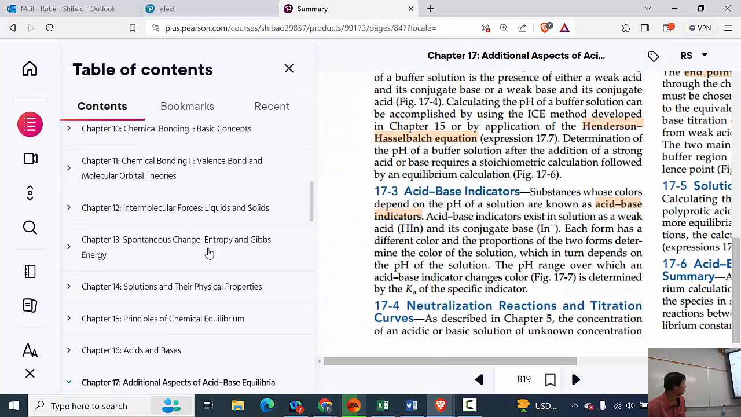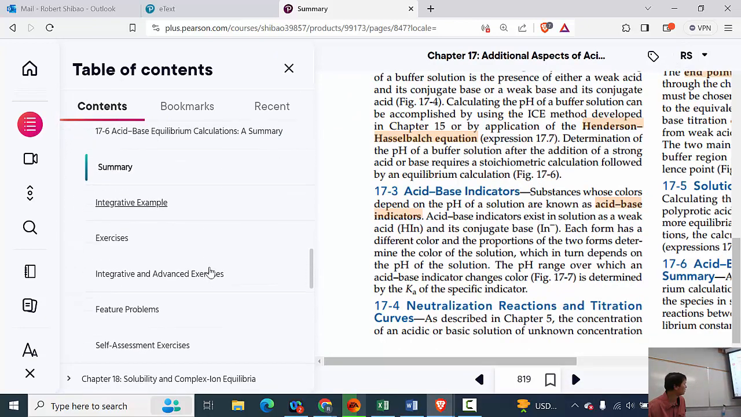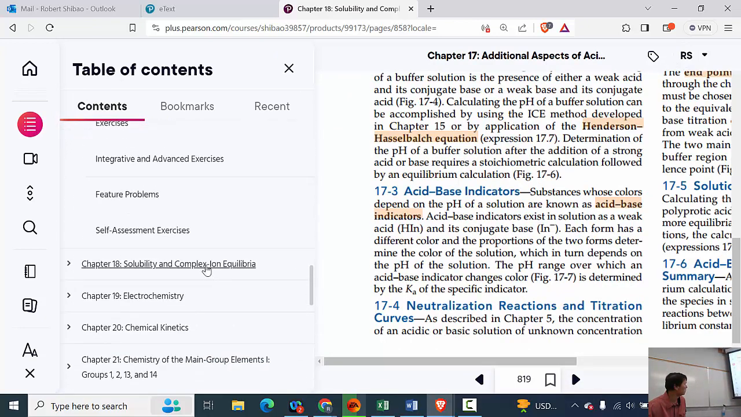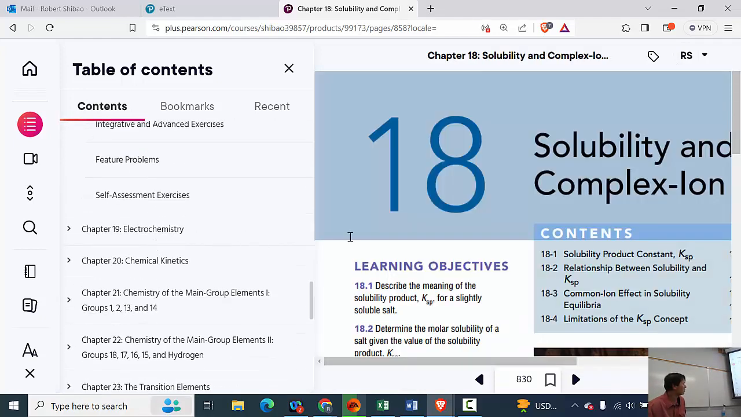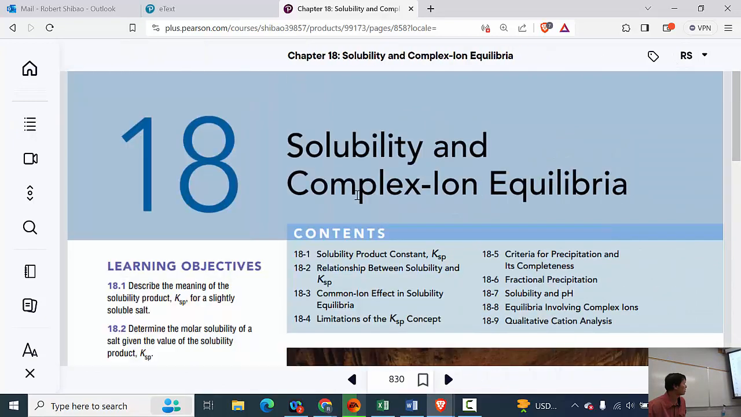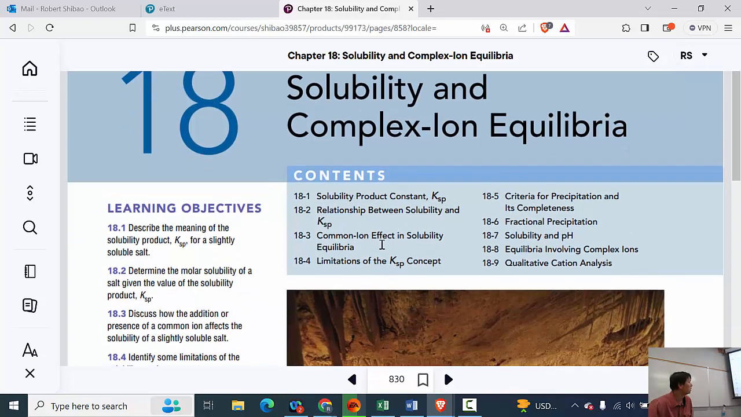We're going to move on, though, to chapter 18. Chapter 18 is going to be the last of these ICE chapters. And so we're just doing more ICE calculations, except we're going to use one new technique for solving multiple equilibria, which we'll discuss here. But the equilibria we're looking at is solubility equilibria. This is for precipitation and dissolution.